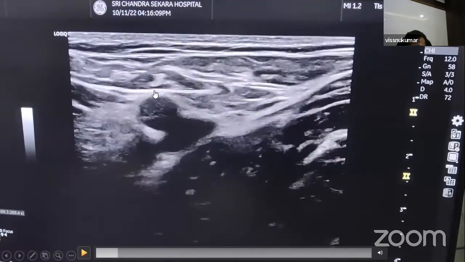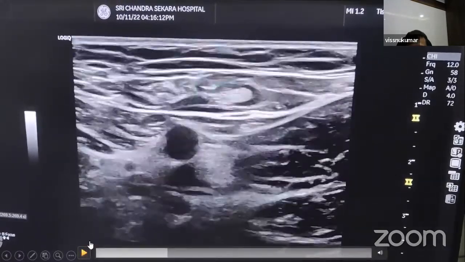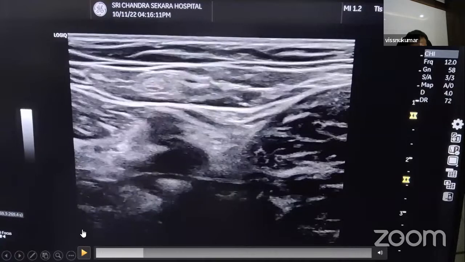So initially, this is the femoral artery, femoral vein, and the femoral nerve is here. So I'm just going to move my probe down. As I move my probe down, can you see a triangular structure? And once I follow this femoral artery caudally, then this is going to jump above.